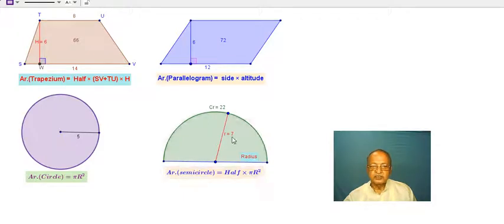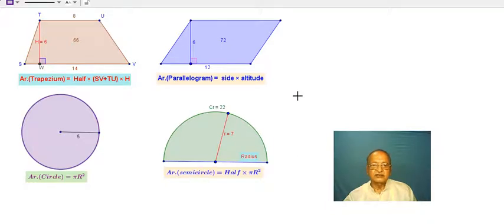So here the value of r is 7. So 7 square, that is 49. Then for pi, we can take the value 22 by 7, and this half means divided by 2. So 22 by 7 will change to 11 by 7 into 49. We can get the value of the area of the semicircle.